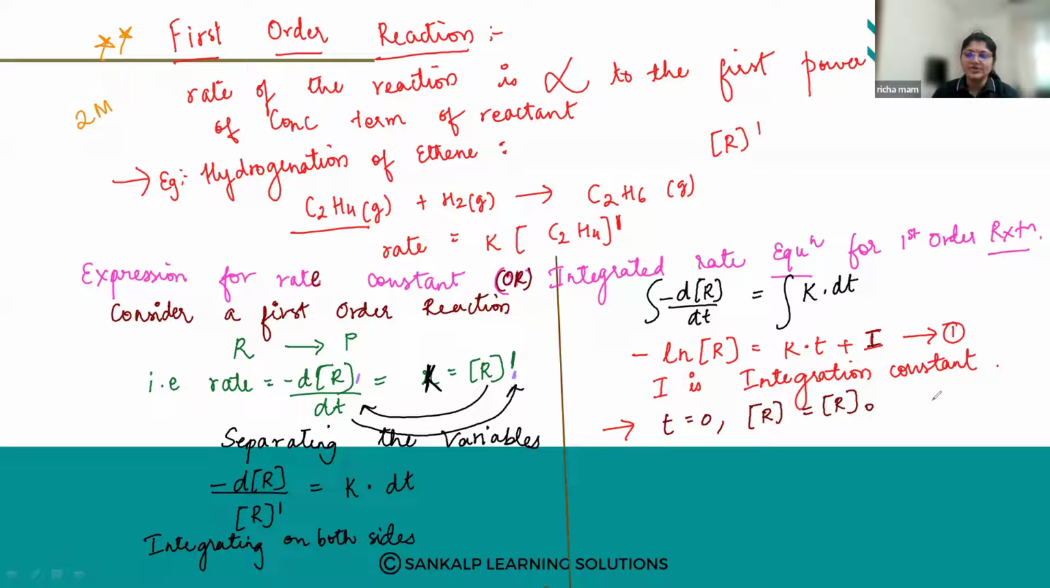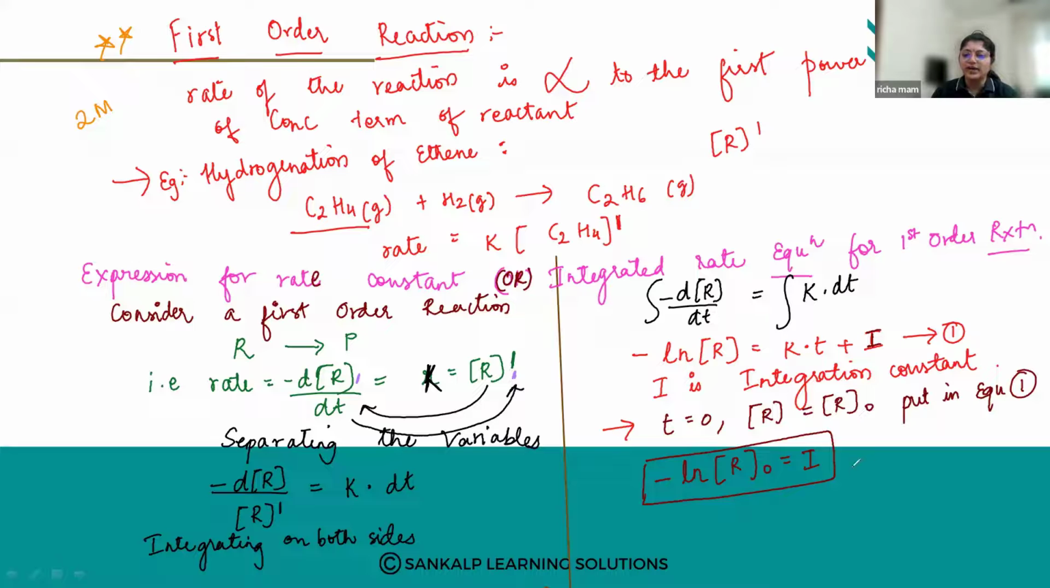Now put these values in equation 1. After putting this in equation 1, what will you get? Minus ln of r naught is equal to k into 0, which is 0. So I'll write directly, it is I. So I is equal to minus ln of r naught. So this is the value of I.